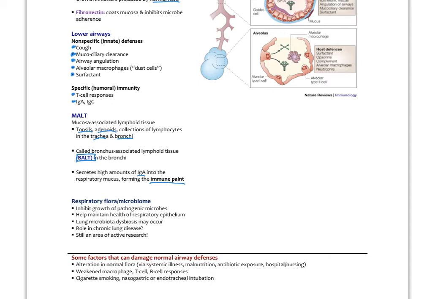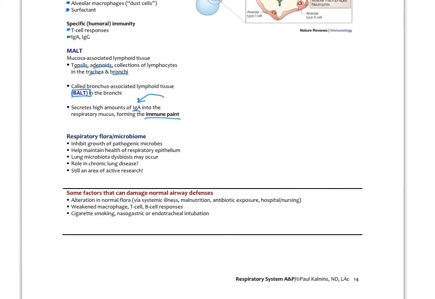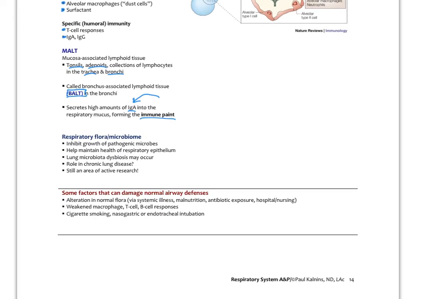It probably wouldn't surprise you to know that chronic elevated cortisol and high sympathetic stress decreases IgA secretion. Very common finding, and so we're going to be more susceptible both to respiratory and to gut illnesses. Then we have our respiratory flora and microbiome, which is going to inhibit, as I mentioned, any pathogenic bacteria, helps maintain proper nutrition of the respiratory epithelium, and we might see disturbances of that in chronic lung diseases. It's still an active area of research.